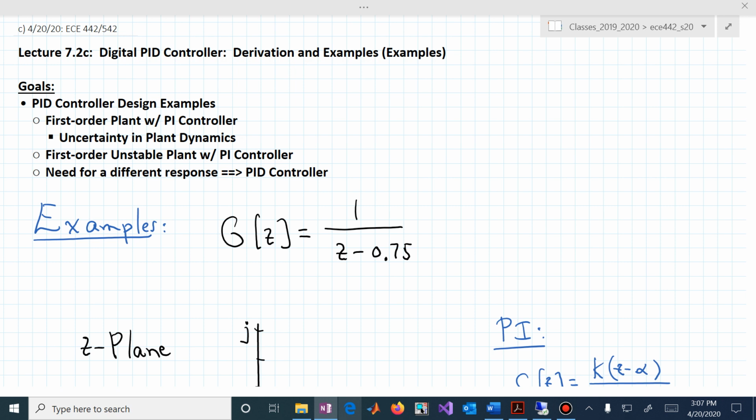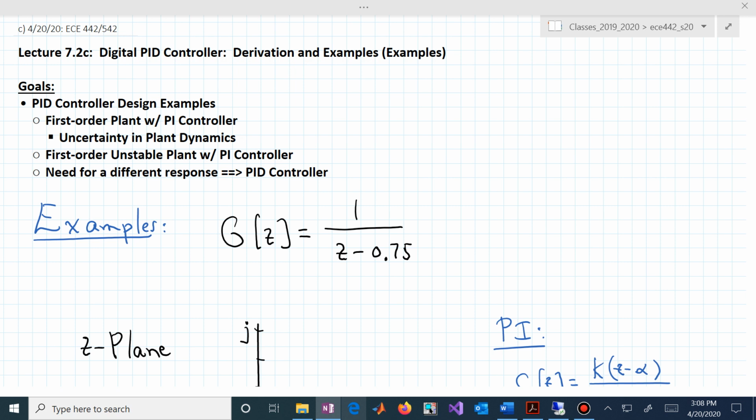We'll then look at another plant that's unstable and stabilize that with a PI controller. And then we might say, oh, do we need to look at a PID controller? Do we need more flexibility? Do we need more than PI action in this control scenario? Let's start with the first example.